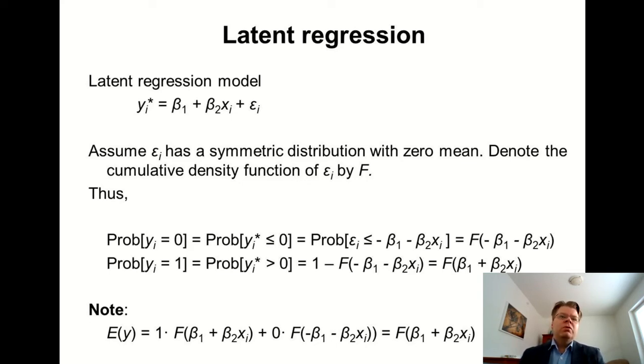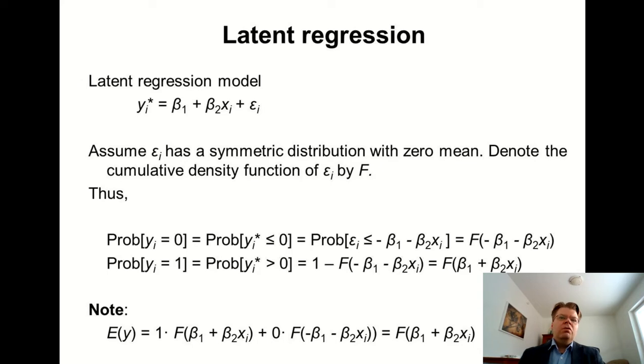the probability that this observed y is zero means that the probability that this latent y asterisk is less than or equal to zero. And then we can rephrase it in terms of our error term epsilon. So that would require that the probability that error term epsilon is less than or equal to minus beta 1 minus beta 2 times x.